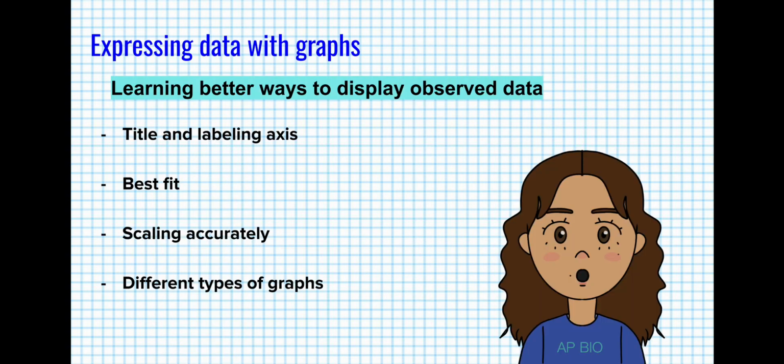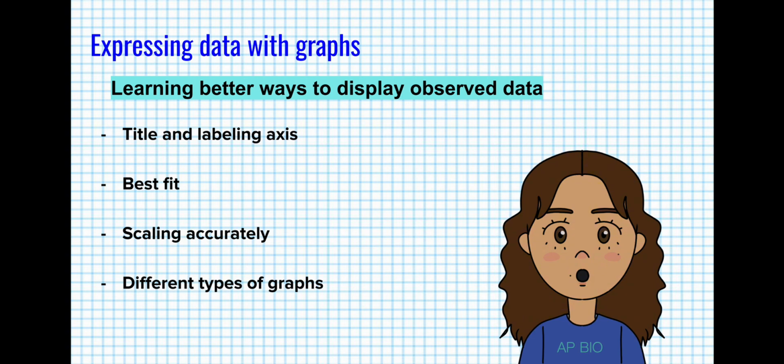Expressing data with graphs. Learning better ways to display observed data. The title and labeling your axis. Always title your data displays, including graphs. Commonly used names for them is the relationship they display. So, for example, if a graph shows the growth of bacterium over time when a substance is introduced, then a good name would be bacterium populations in correlation to a substance A, or substance A's impact on colonies.